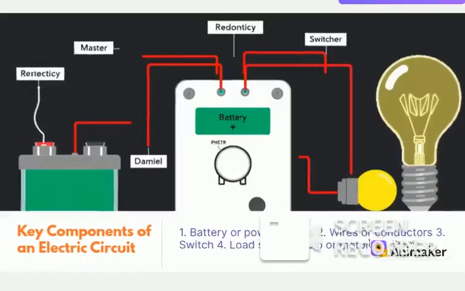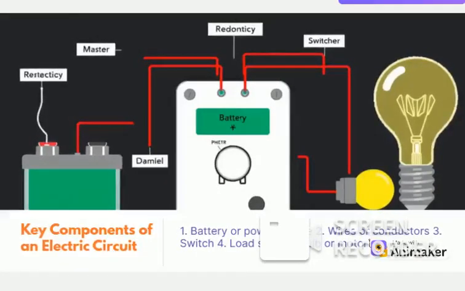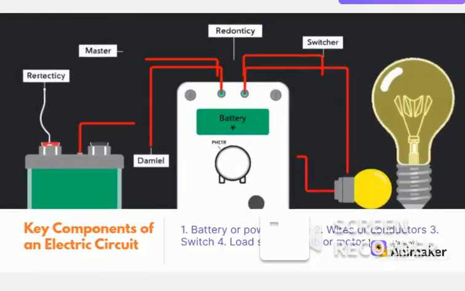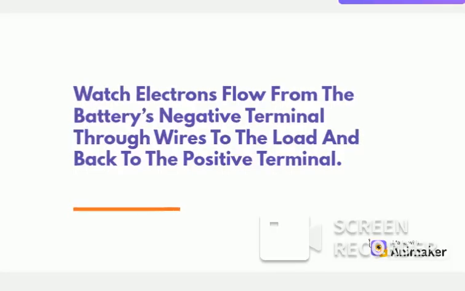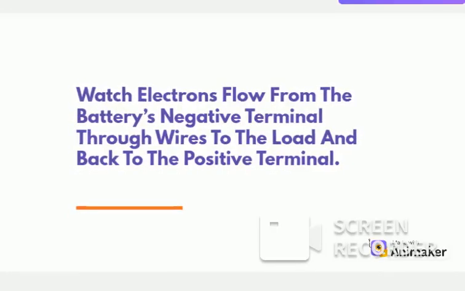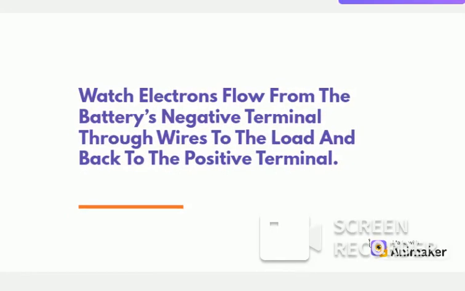Key components of an electric circuit. First, the battery or power source. Second, wires or conductors. Third, the switch. Fourth, the load like a bulb or a motor. Watch electrons flow from the battery's negative terminal through wires to the load and back to the positive terminal.